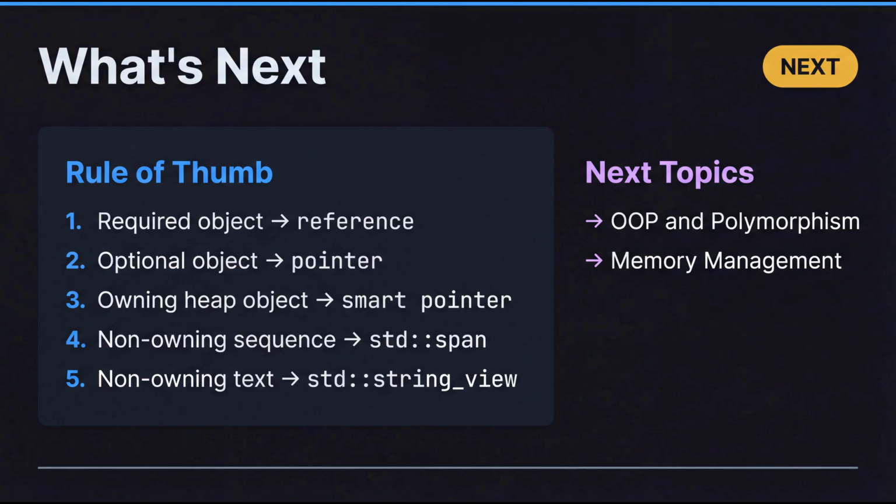For next topics, continue with classes and structs to learn how to define your own types and organize data with behavior. Then, memory management to understand how smart pointers and RAII manage object lifetimes automatically. Pointers and references are the connective tissue of C++. Now you understand what they mean.